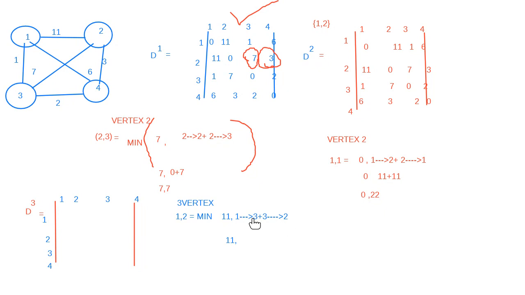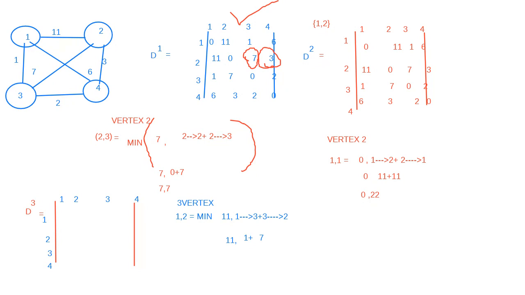Now tell me, what is the distance of 1 to 3 in the D2 matrix? One. It's one. And what is the distance of 3 to 2? 7. 3 to 2 is 7. Now, from 11 and 8, which one is minimum? 8 is minimum, ma'am.